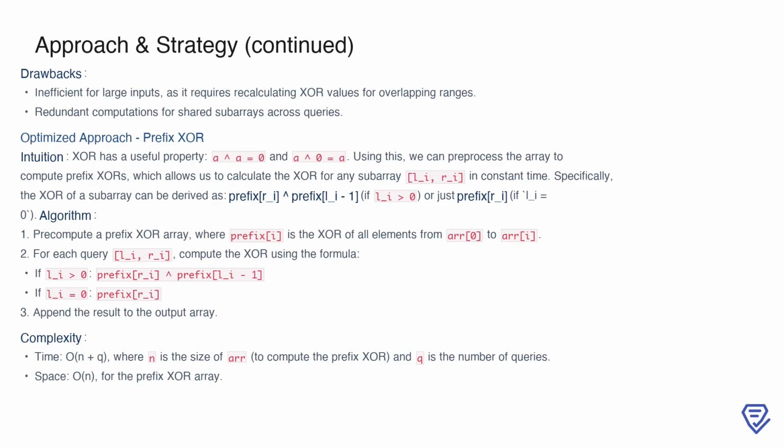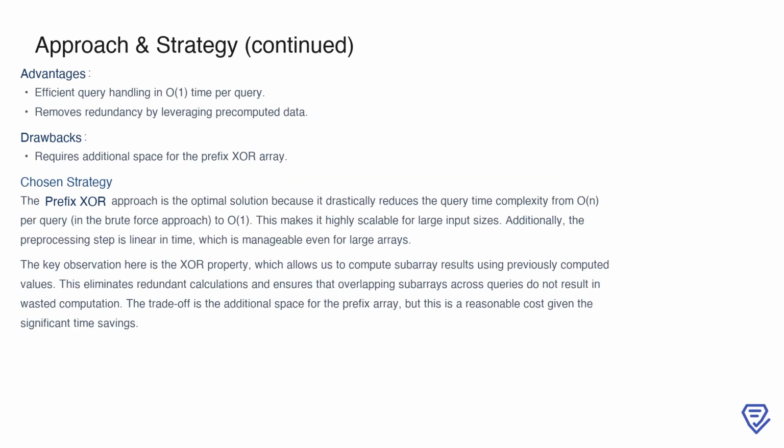As a result, the total time complexity is reduced to O(n + q), where n is the size of the array and q is the number of queries. The prefix XOR approach offers several advantages. It enables highly efficient query handling, with each query processed in constant time. By leveraging pre-computed data, it removes redundancy and ensures that overlapping subarrays across queries do not result in wasted computation. This makes it an ideal solution for scenarios involving large datasets or numerous queries.